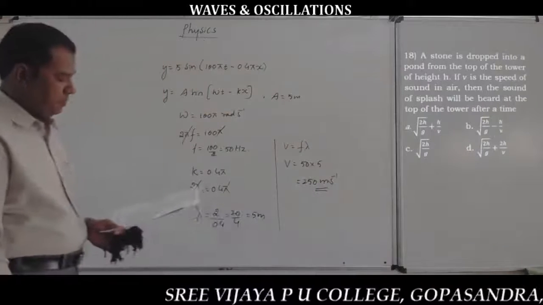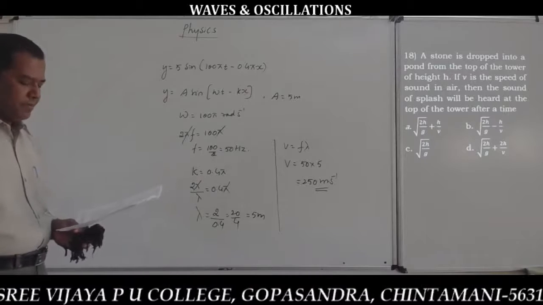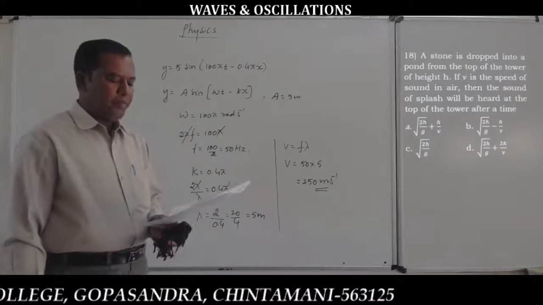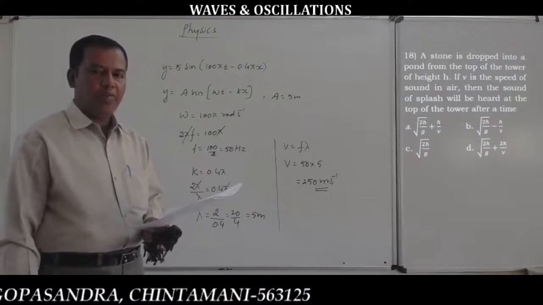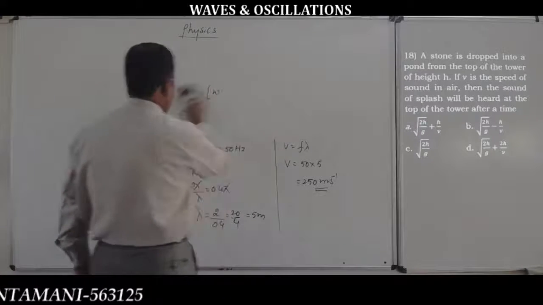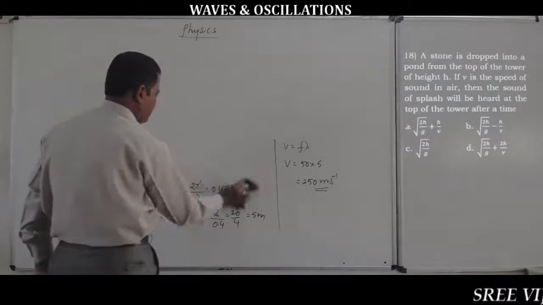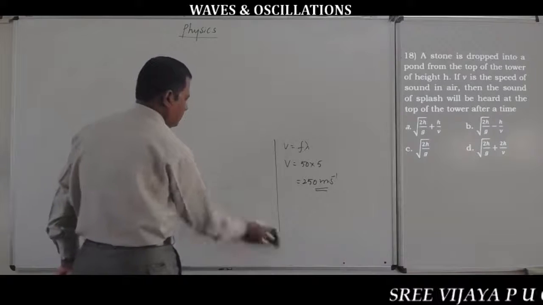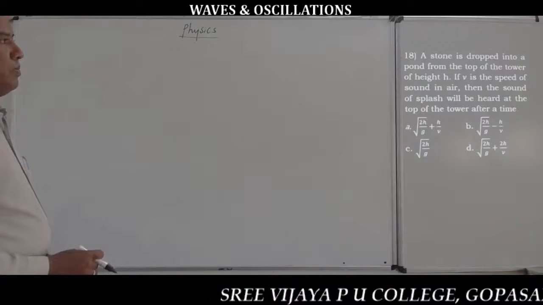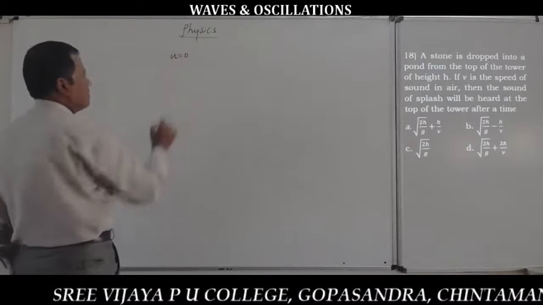Question number 18. A stone is dropped into a pond from the top of the tower of height h. If v is the speed of sound in air, then the sound of a splash will be heard at the top of the tower after a time. So since it is dropped from top of the tower, so initial velocity u will be 0.